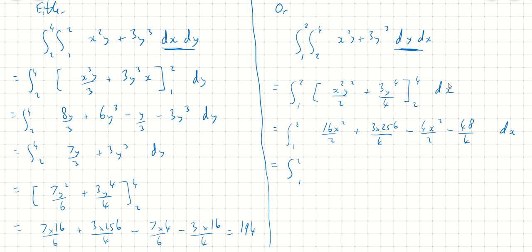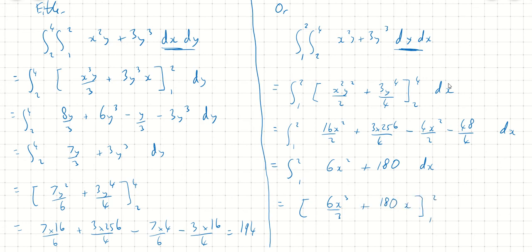Okay. Now this all simplifies down on the inside, so 16x squared over 2 minus 4x squared over 2 is just 6x squared, and 3 times 256 over 4 minus 48 over 4 just gives us 180. Okay, so now we've completely eliminated y, and we can just do a normal integral with respect to x. 6x squared integrates to 6x cubed over 3, and 180 integrates to 180x.